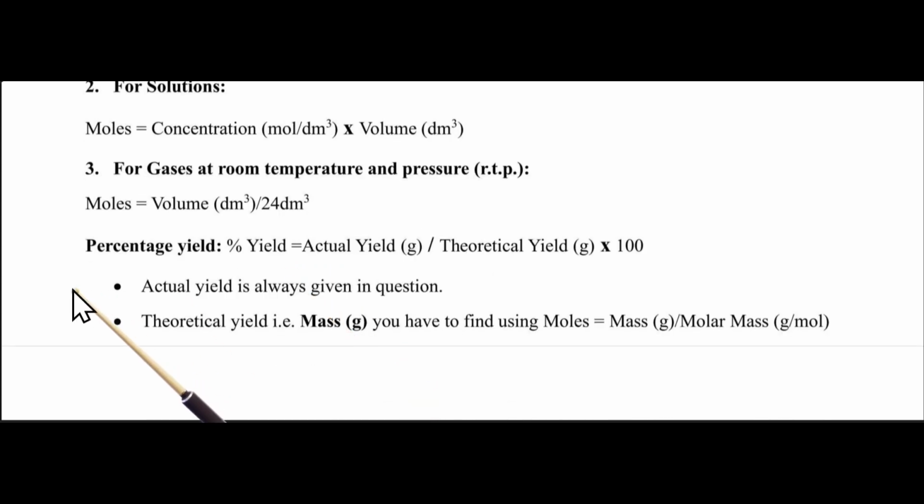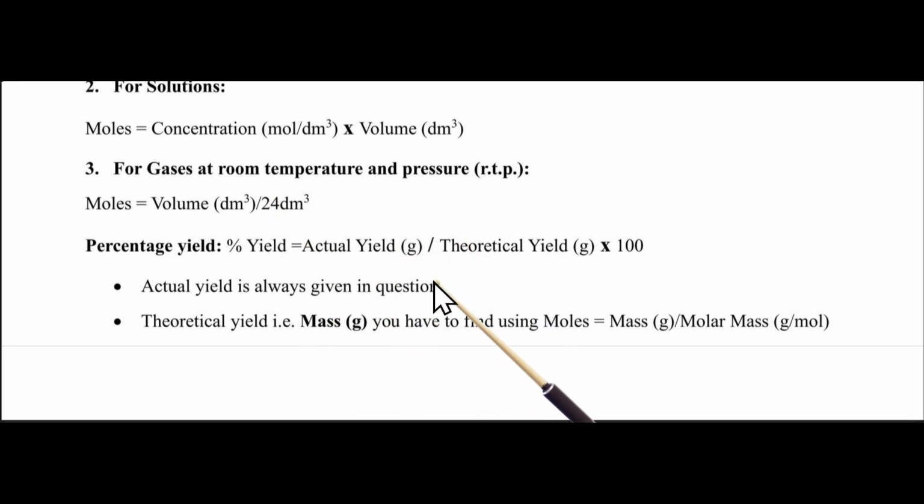Now another formula that is very important, and it usually comes in the paper too, is to calculate the percentage yield. So you have to remember the percentage yield is equal to actual yield divided by theoretical yield into 100. What is theoretical yield? Actually, I have already given you. Theoretical yield is the mass you have to find using this formula: moles is equal to given mass divided by molar mass. So this is the theoretical yield, and the actual yield will always be given to you in your question.